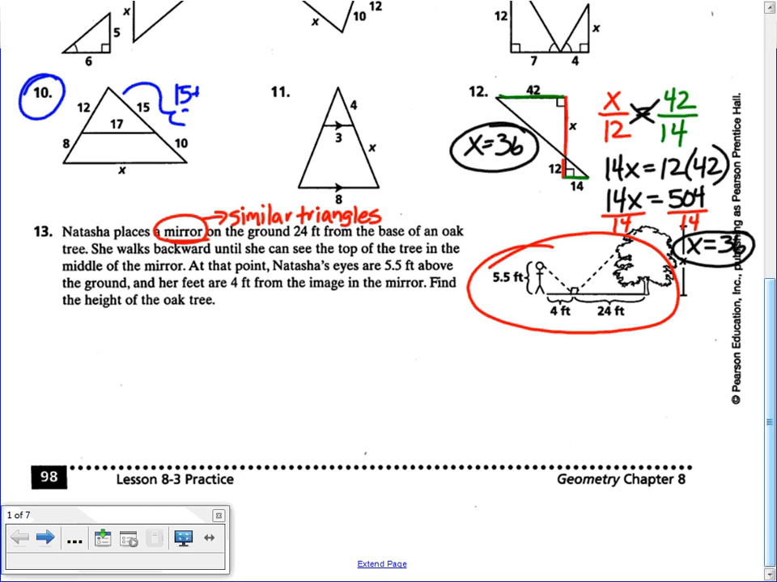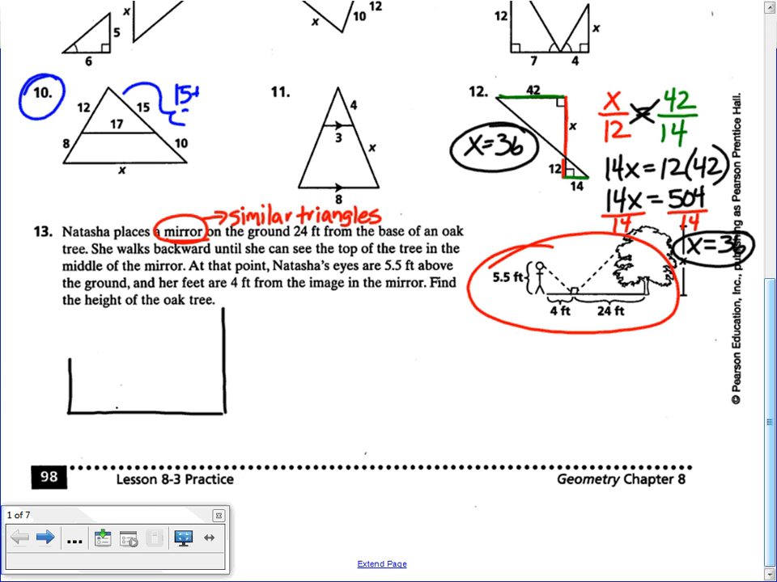So we got a base of the oak tree. She walks backwards until she can see the top of the tree in the middle of the mirror. At that point, Natasha's eyes are 5.5 feet above the ground, and her feet are 4 feet from the image in the mirror. Find the height of the oak tree. So basically what this little story just did is, let me move my diagram over. How about we put it over here? It'll make more sense. It described the picture that it had already drawn for you.